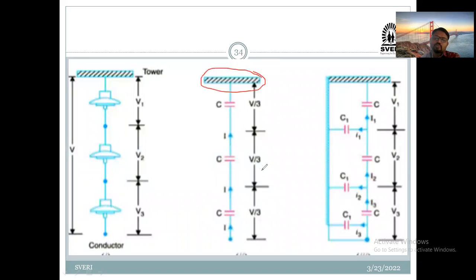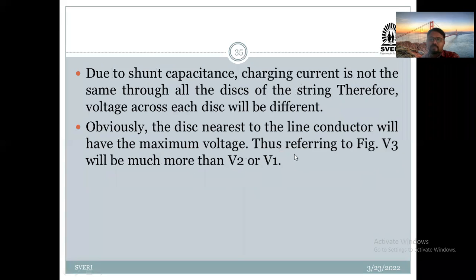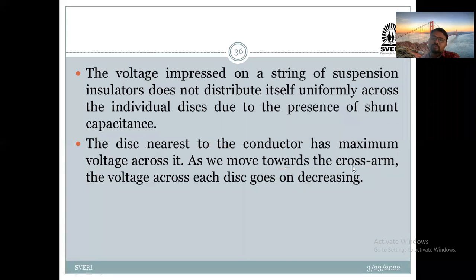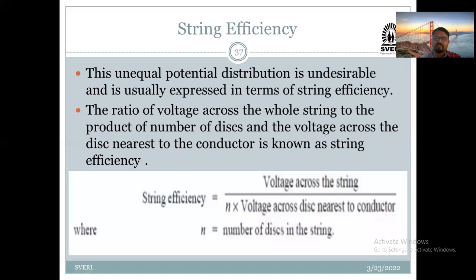As we are moving towards this particular cross arm, the voltage is going to decrease. They are saying that as we go towards the cross arm, the voltage across each disc is going to decrease. Got it? Now, by taking the reference of this, we will have the definition of string efficiency.